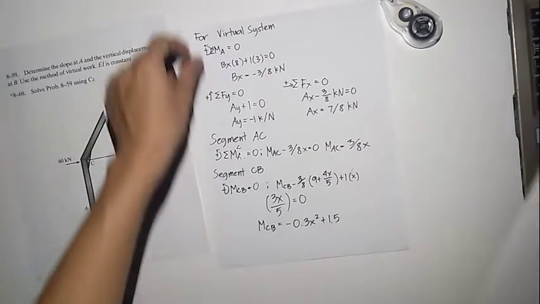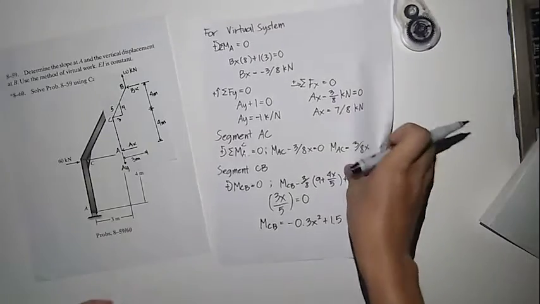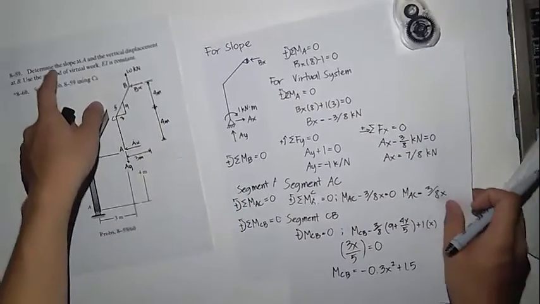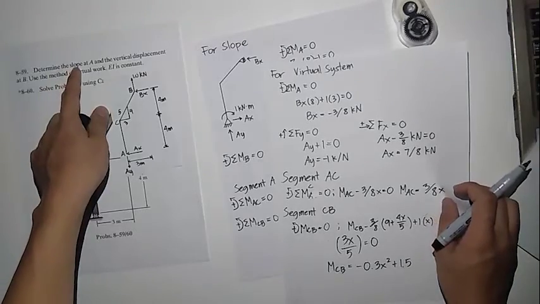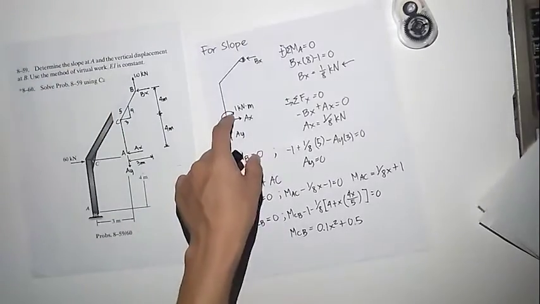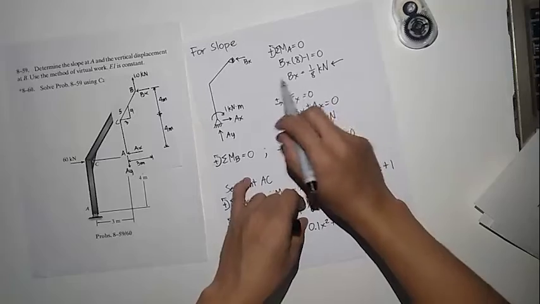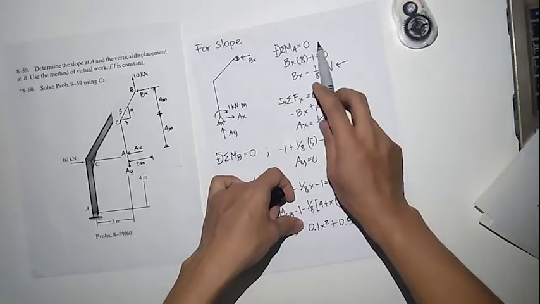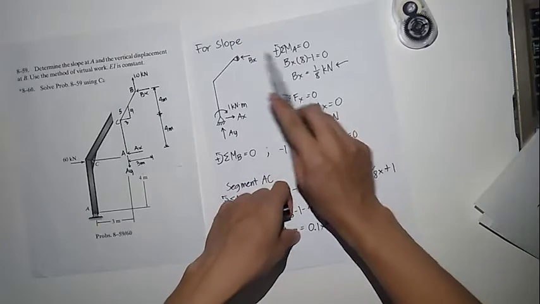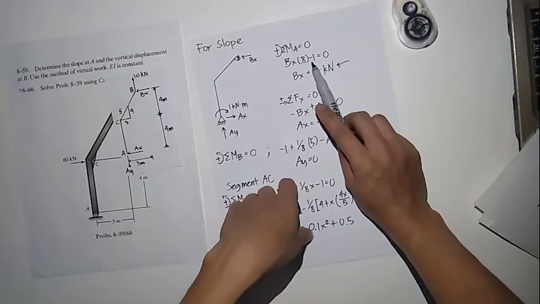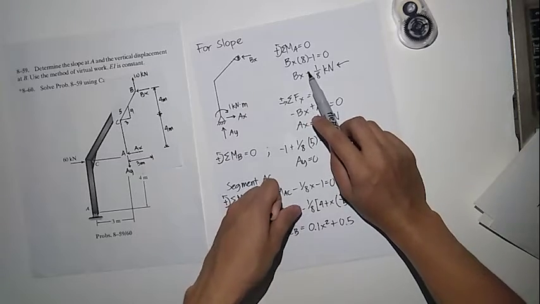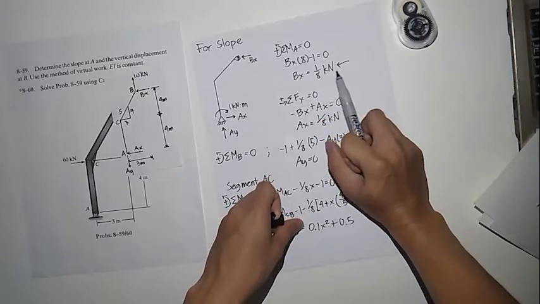So, next po, yun na po ang equation sa MCB. Sa susunod po na hahanapin natin ay yung slope. Diba? Ang sa question po, determine the slope. So, ganito po ang FBD ng slope. Summation at moment A equals to 0. So, Bx po natin ay 8 times minus 1 equals to 0. So, Bx now, we get the answer of 1 over 8 kN.